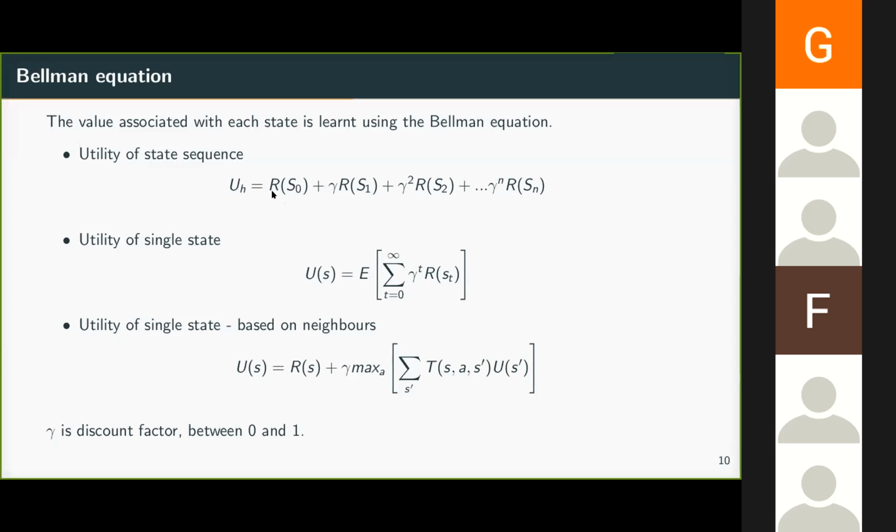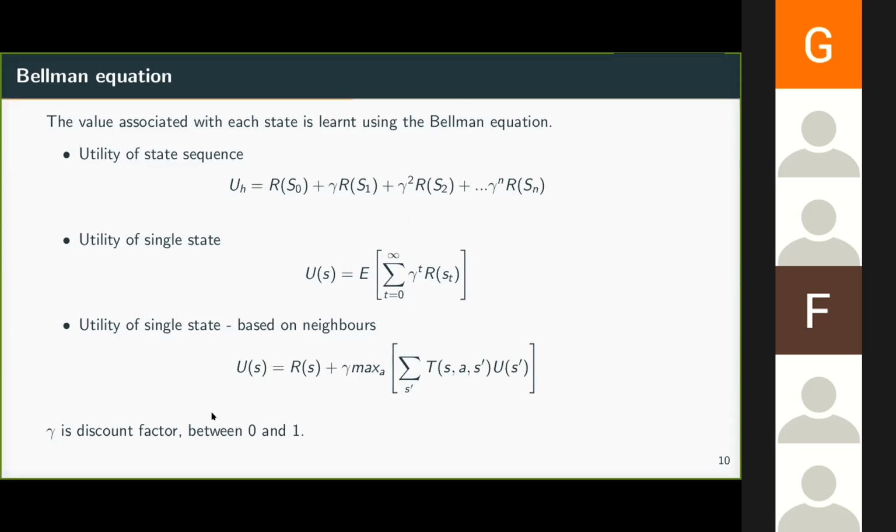Now this can be formalized as the expected value, when there is a state ST, where T goes from 0 to infinity, of gamma T into R of ST. This is basically the above equation in a condensed form. Now, we can do one more simplification. I know that the moment I move out of ST, I go to different, neighboring states. So you can simply express the utility value in terms of the neighbors. Just look at this carefully. U of S is the utility value of being in a state. The moment I step out of the state, I go to other states. They have their own utility values.